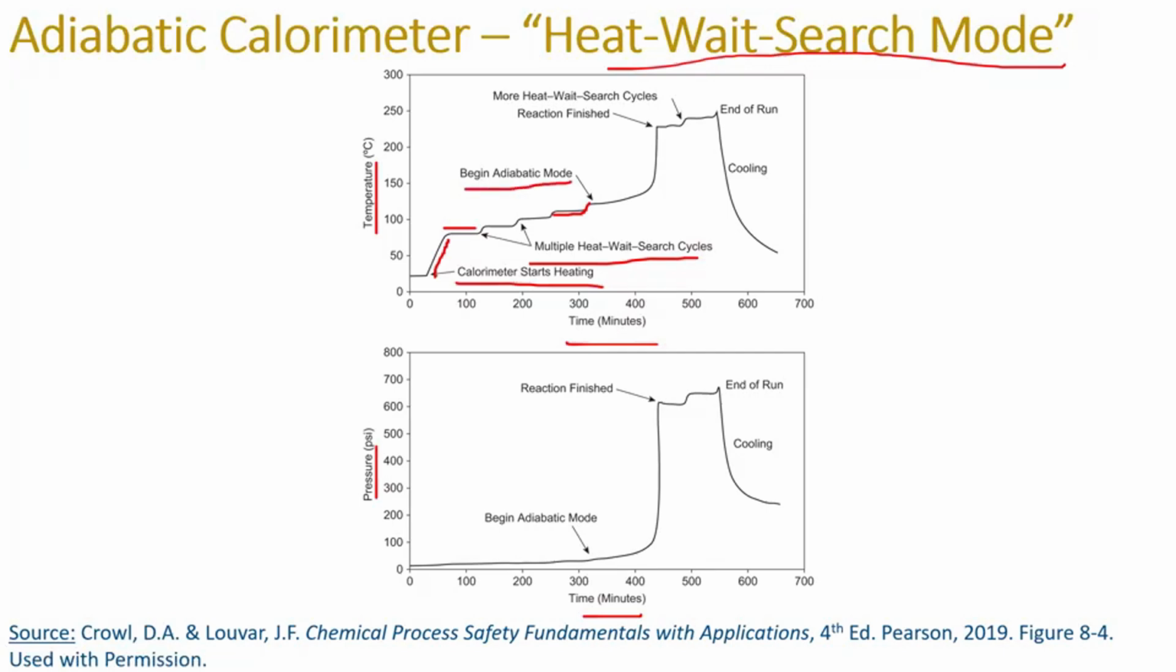Again, like for the thermal scan mode, the calorimeter switches into adiabatic mode, where the external temperature is maintained, or is attempted to be maintained, at the reaction sample temperature. And again, this is important to mimic adiabatic conditions so that you don't have any heat being transferred to or from the reaction sample. Once the reactants are consumed and the reaction is finished, more heat-wait-search cycles can be done to see if there are any other reactions. Once those are completed, at the end of the run, the contents are cooled off.